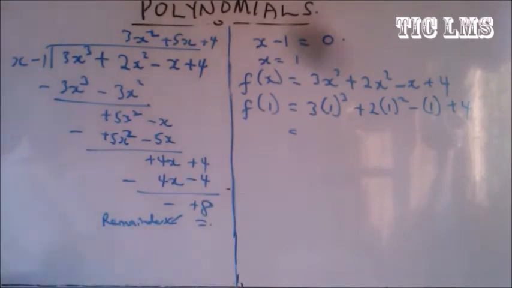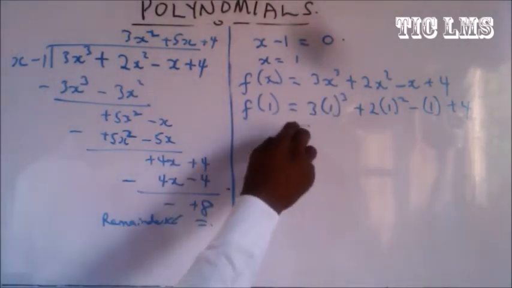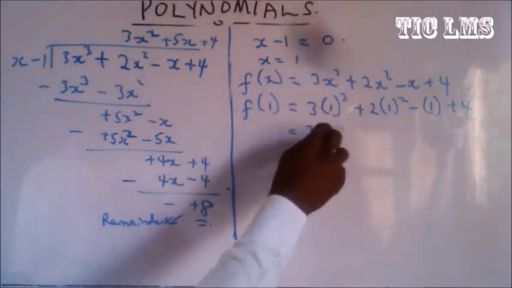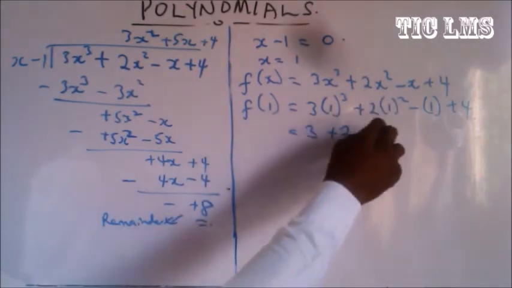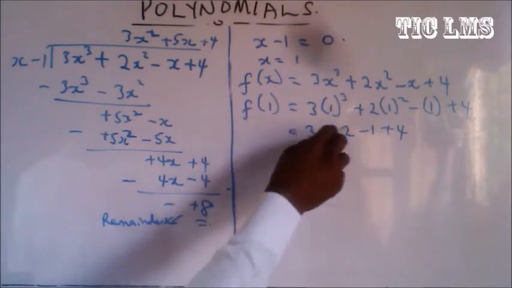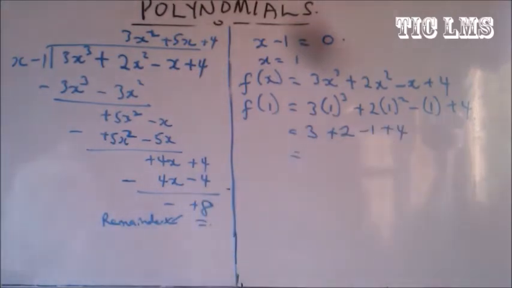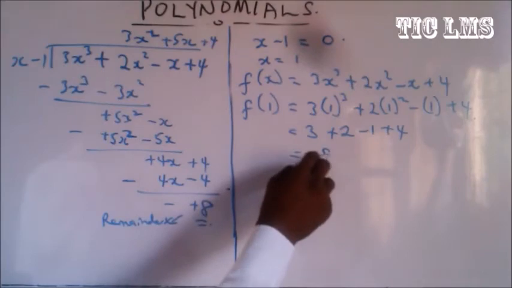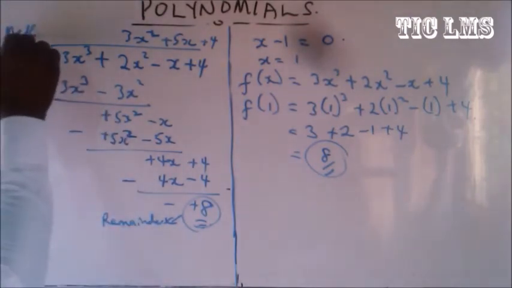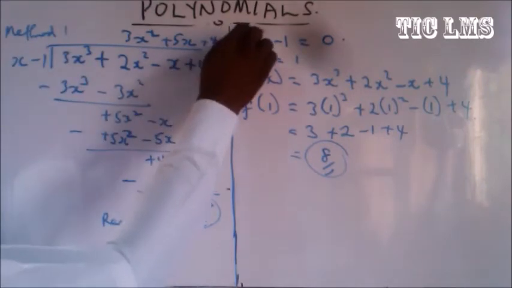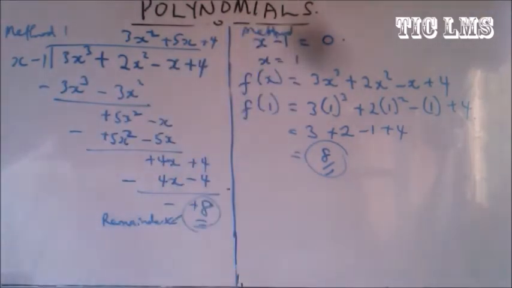And so 1 raised to power 3 is 1. Then we have 3 here, 3 times 1 is 3. Plus 1 squared is 1, 2 times 1 is 2. Minus 1 plus 4. Here we have 3 plus 2 is 5, 5 plus 4 gives 9, 9 minus 1 gives 8. And so we have seen that we will arrive at the same answer when we use method 1 and method 2. Now this is shorthand, so this is what we'll use to get remainders.